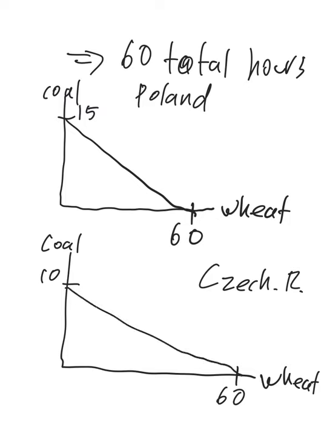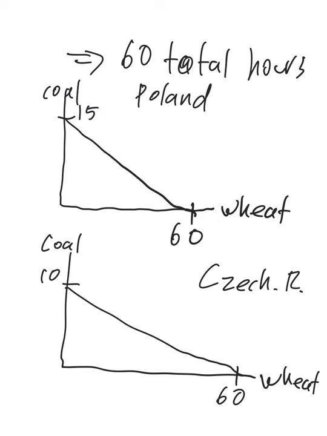And the reason is if the Czech Republic takes all of its 60 total hours of labor and it devotes that to producing coal, we know from the way the question's written, the Czech Republic requires 6 hours of labor to produce a single ton of coal. So 60 divided by 6 gives you 10.